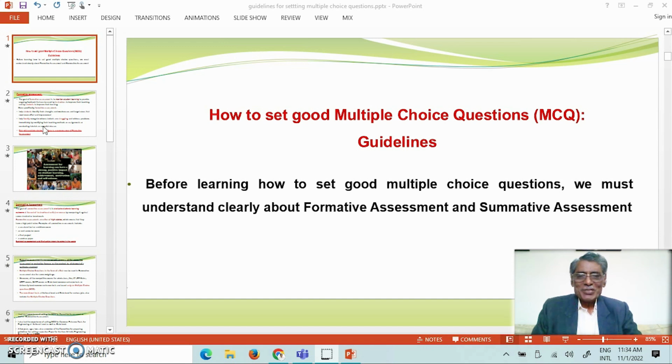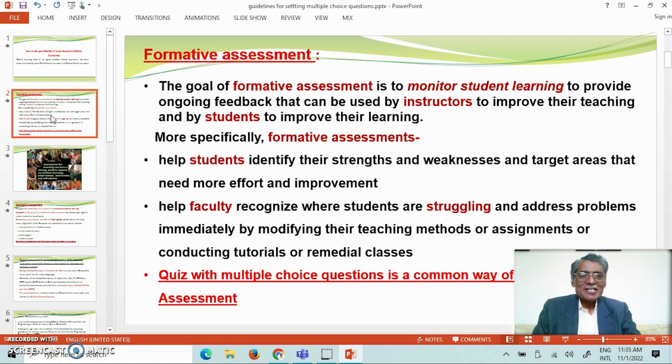Friends, before learning how to set good multiple choice questions, we must understand clearly about formative assessment and summative assessment. More specifically, formative assessments help the students to identify their strengths and weaknesses and target areas that need more effort and improvement. They also help the faculty to recognize where the students are struggling and address problems immediately by modifying their teaching methods or assignments or conducting tutorials or remedial classes.